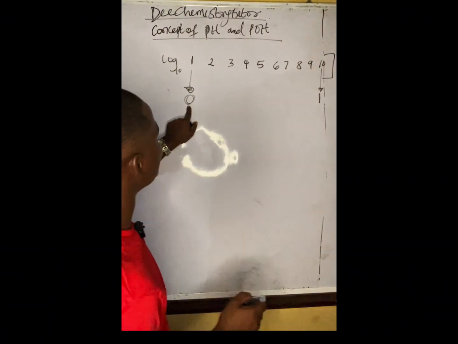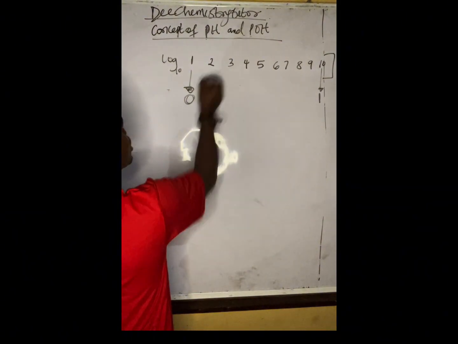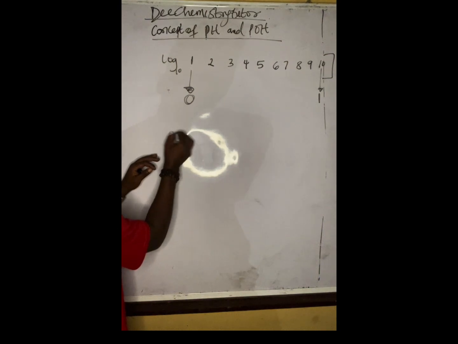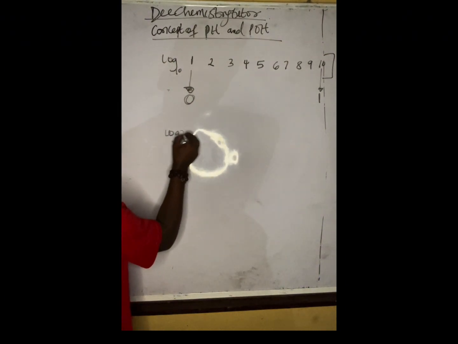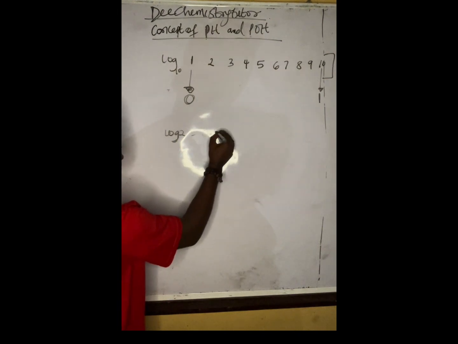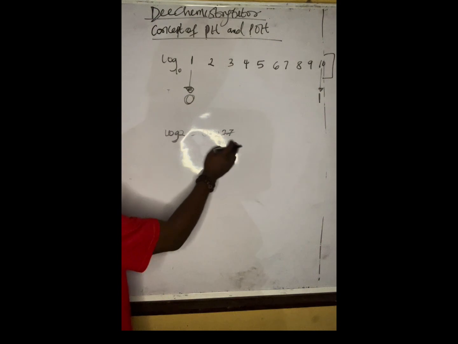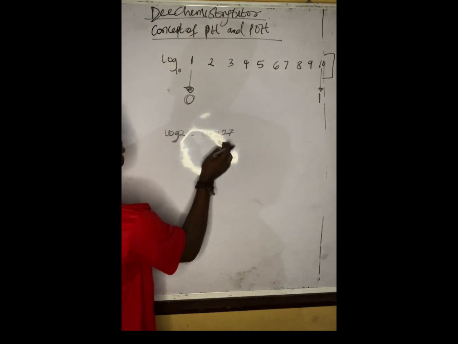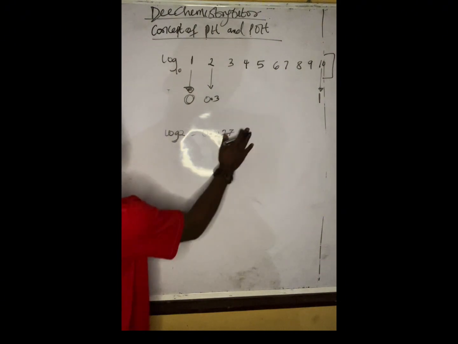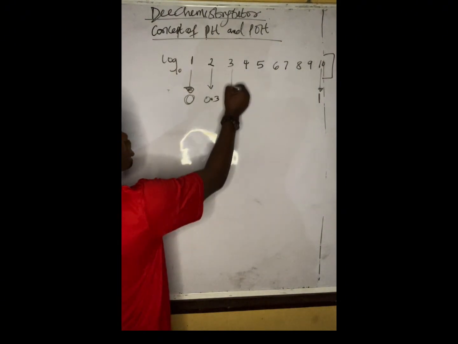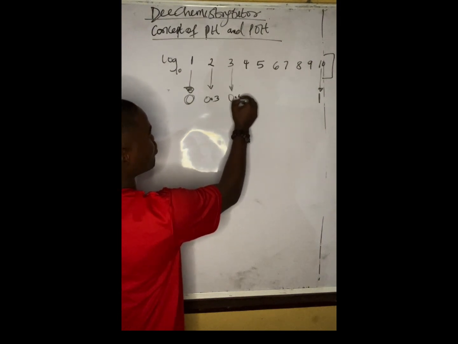Now, if this is 0, the way I see log 2, if you go and press the calculator for log 2, it will give you, I think, 0.277 or thereabout. So what I used to do, I just round it up to be 0.3. So log 2 will give you 0.3. Now log 3 will give you 0.477. So you round it up to 0.5.